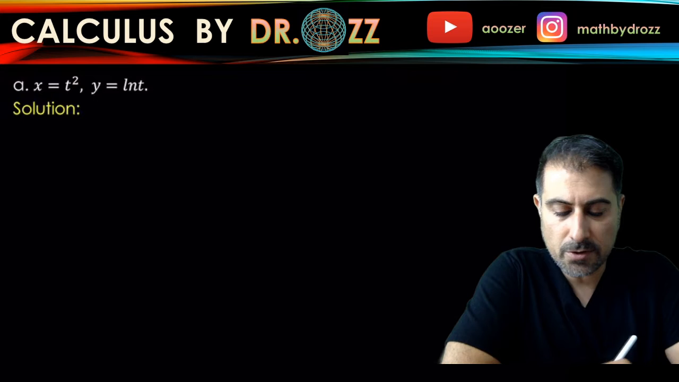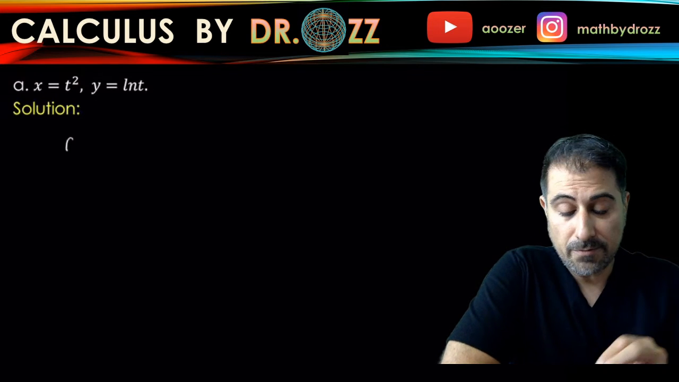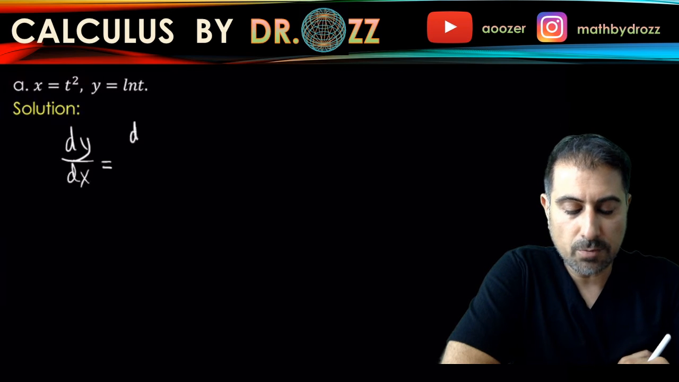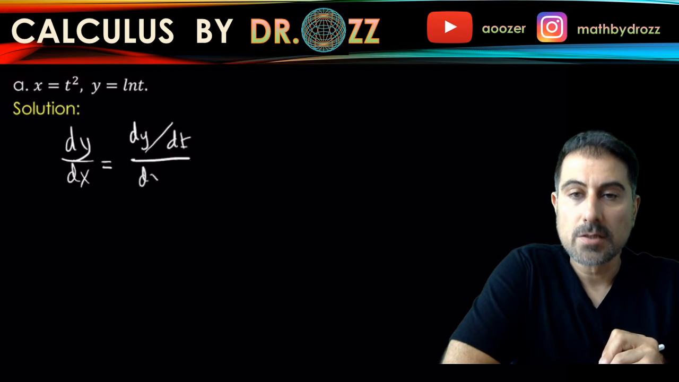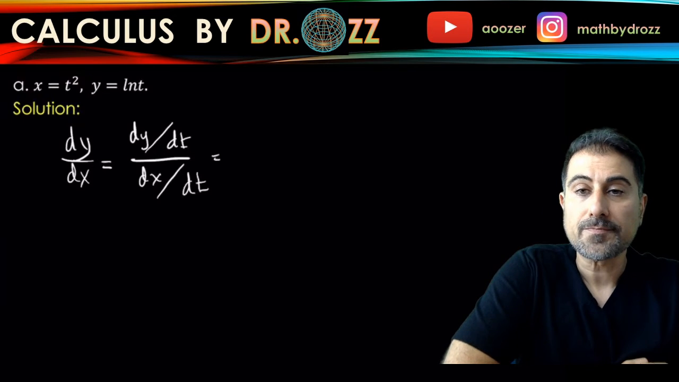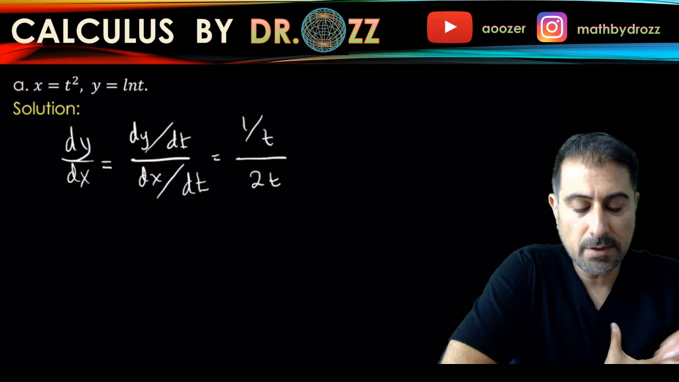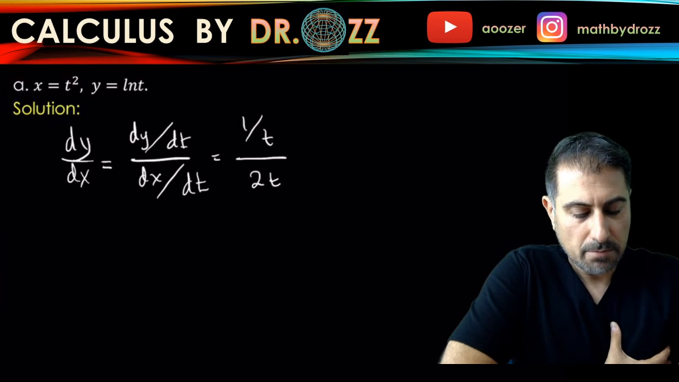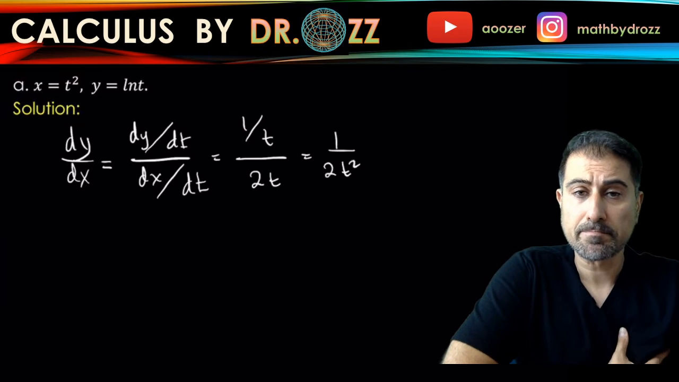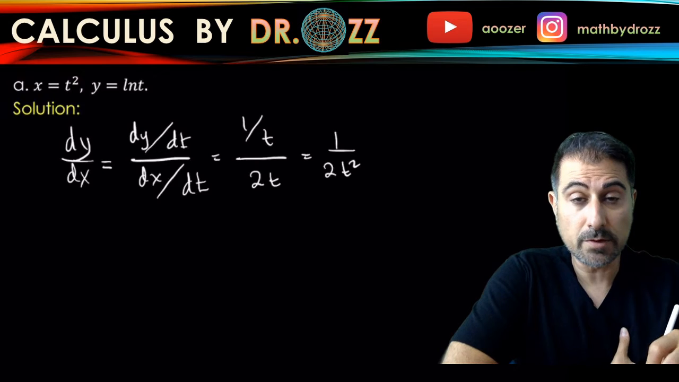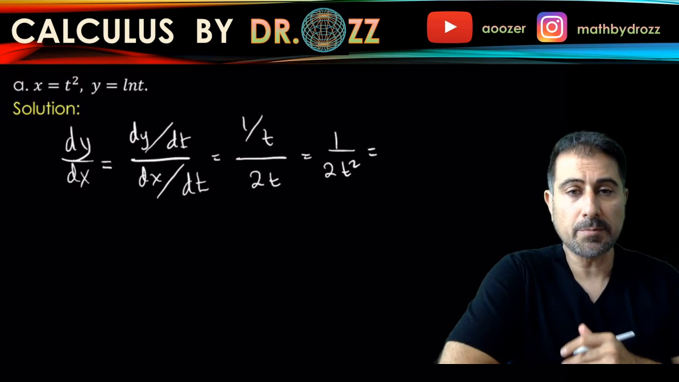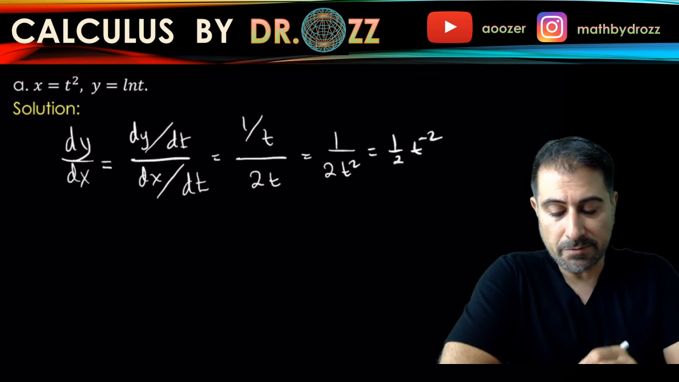So we need first the first derivative, and we have the formula dy over dt divided by dx over dt. So dy over dt is 1 over t, and dx over dt is just 2t. Simplifying that takes you to 1 over 2t squared. And I'm going to take the derivative of that again. So let me write this in the power form so that it's easier for me to take the derivative later on.